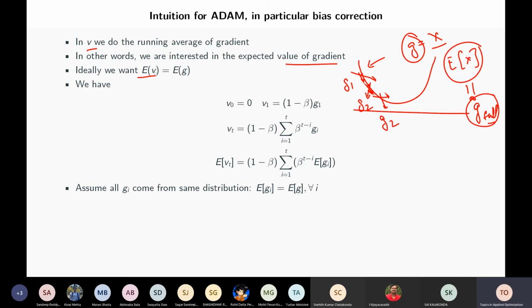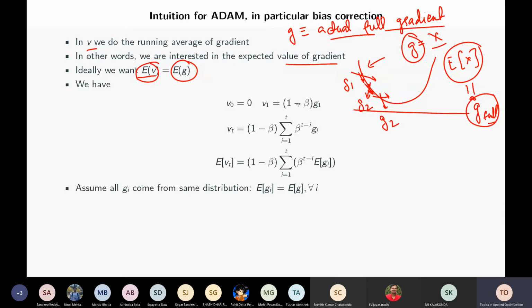So ideally, what we want is that the accumulated velocity or the gradient that we have should match the actual gradient. Okay, so G is the actual, full gradient. A stochastic method will be treated as a good method if on average, whatever stochastic gradient I am computing matches the actual gradient. So let us see what will happen, right? V0 is 0 according to the Adam rule, and V1 will be (1 minus beta) times G1.